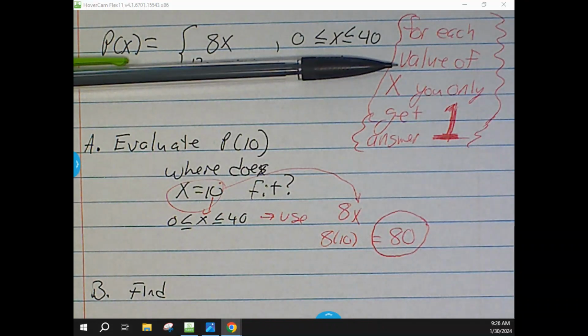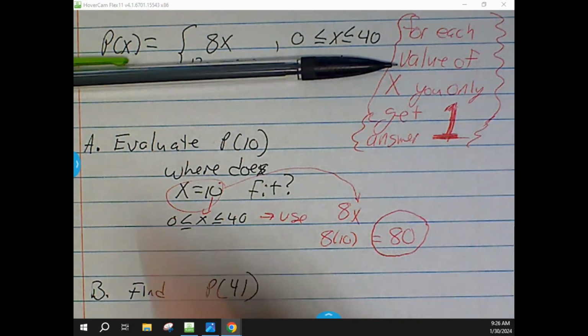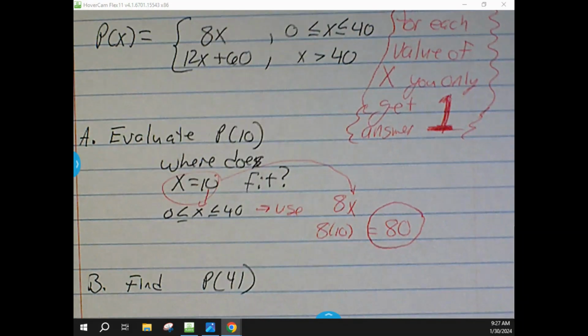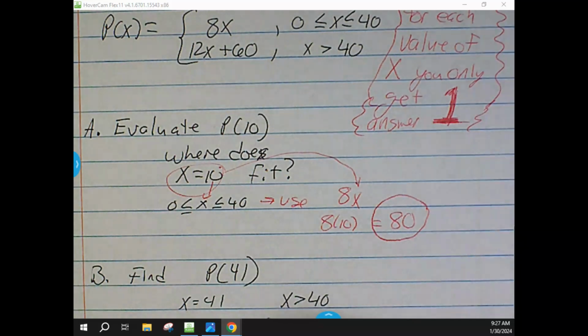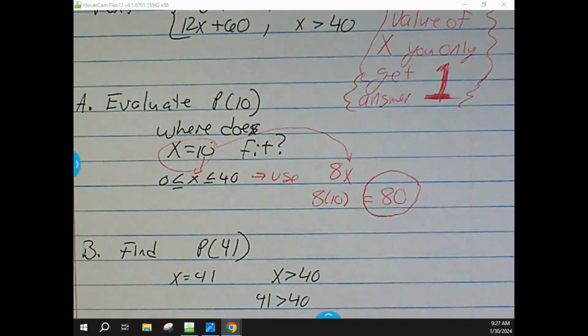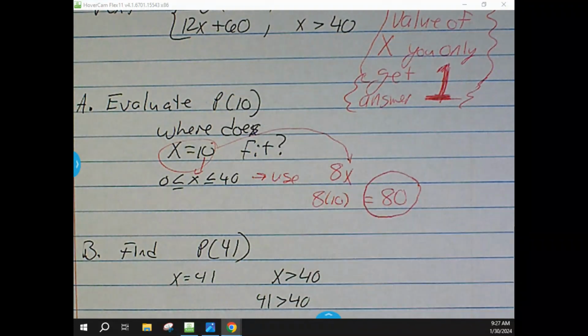All right, and then the last thing we'll do here, let's say we're going to find p of 41. Okay, so again, we've got x equals 41. In that case, 41 is greater than 40, right? That's pretty obvious. So in that case, since it fits with this part of the inequality, we've got to use that part of the function to plug this in.